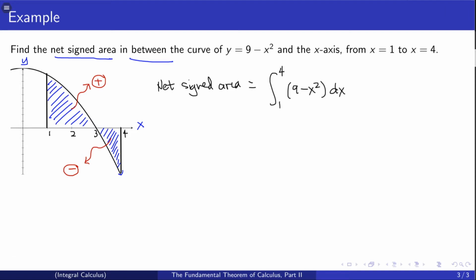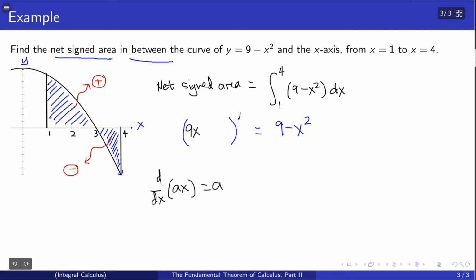And by the fundamental theorem, the second part, it suffices here to find an antiderivative, right? So we ask the question, what function, when you take its derivative, gives you 9 minus x squared? Right, so what's in there? Well, the 9 is easy, right? So we know that 9x gives us 9, because the derivative of the function a times x is just a. So 9x becomes 9.